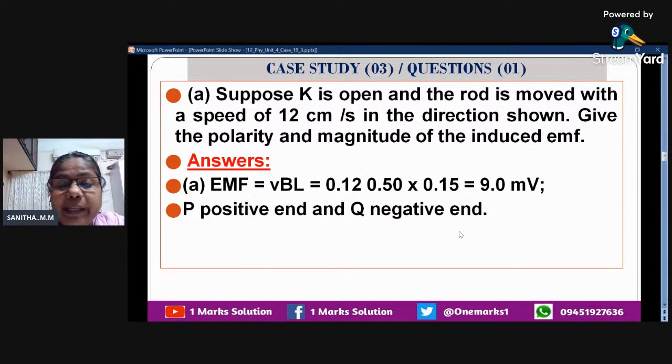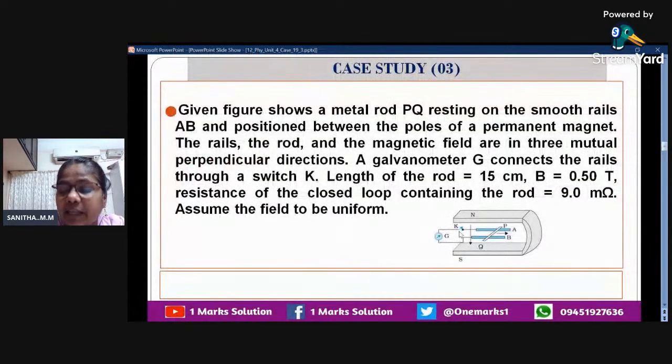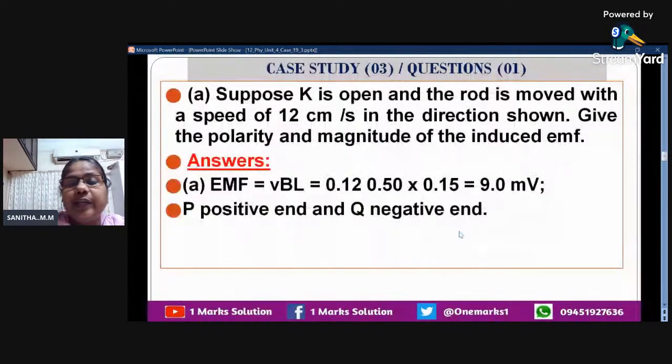E is equal to BLV. We can study in that manner, BLV, where V stands for velocity, B stands for magnetic field, L is the length of the rod. So here V is given as 12 centimeter per second, that is 0.12 meter per second. Then you have to multiply by B. B is given as 0.50 Tesla.